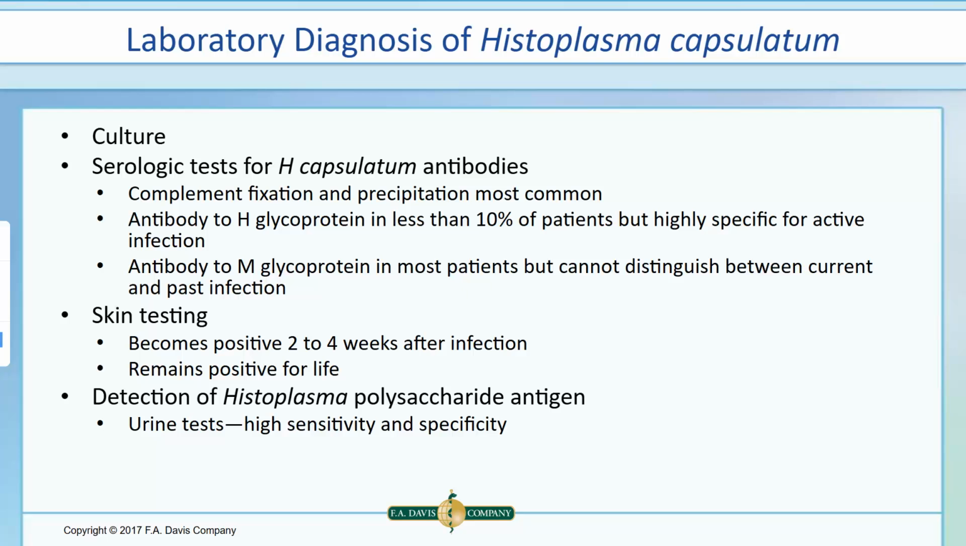Skin testing becomes positive 2 to 4 weeks after infection and remains positive for life. Detection of histoplasma polysaccharide antigen in urine tests has high sensitivity and specificity.